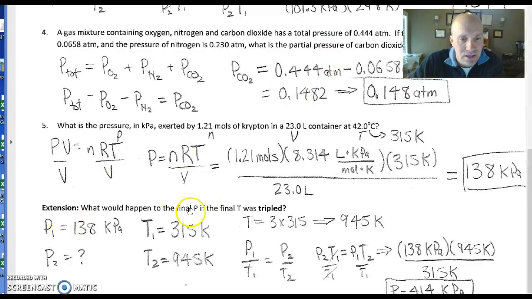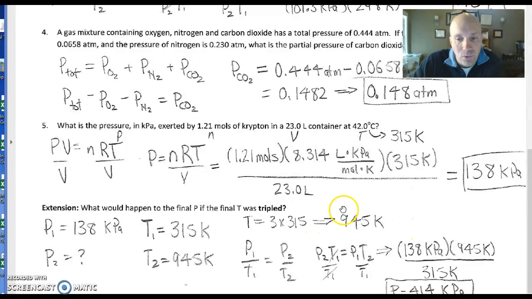Okay, so one last one would be, what would happen to the final pressure if the final temperature was tripled? A good question would be, should we triple the Celsius temperature or should we triple the Kelvin temperature? Well, remember what temperature is. It's an indication of the amount of motion that the particles have. Which form gives you the actual indication of that amount of motion? It's the Kelvin temperature. So that would be the one that would make sense to triple.